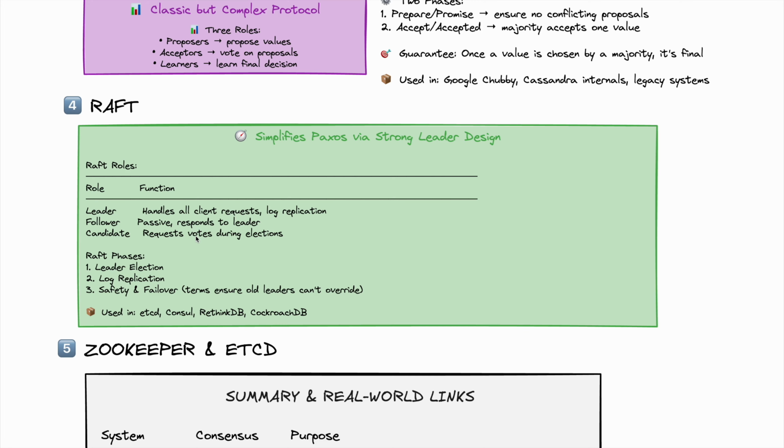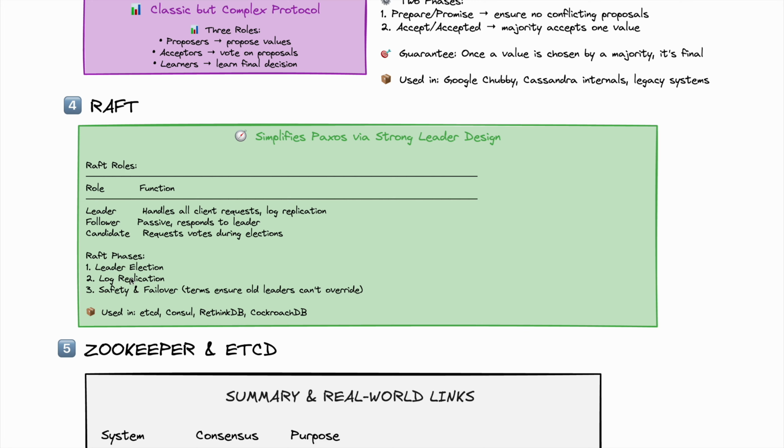Also, we have the candidate. It's a temporary role. During the leader election, a follower may become a candidate, and it requests votes during the election. The candidate that receives the highest vote becomes the next leader. So what are the phases for Raft? The first functionality in Raft is the leader election. So what happens in the leader election?